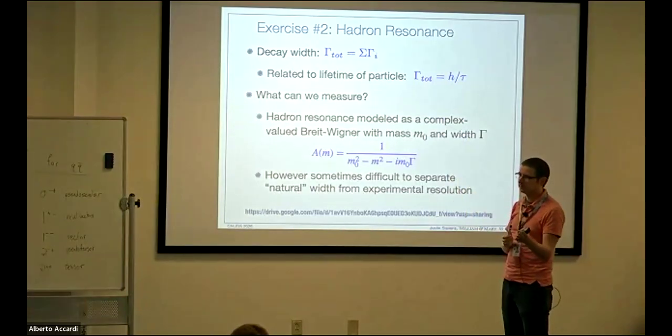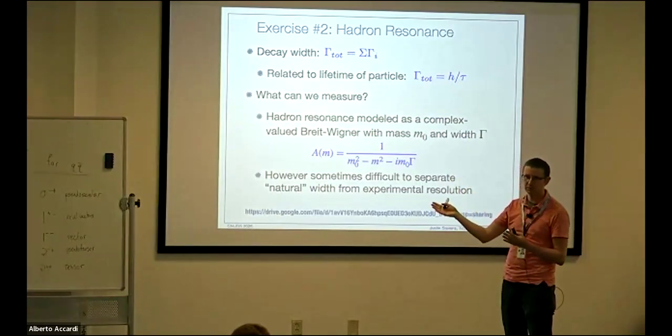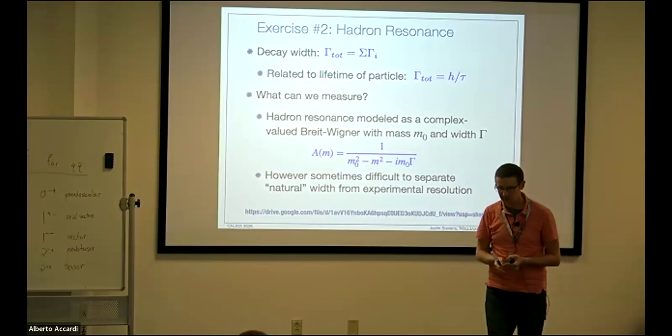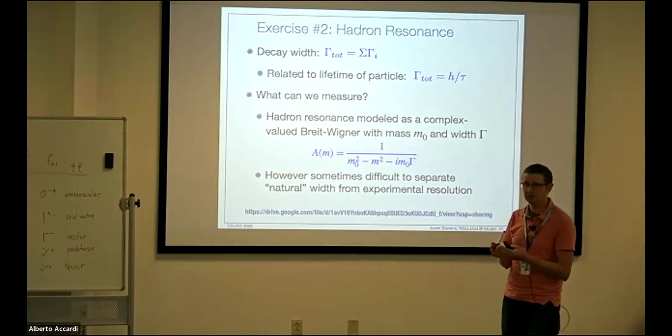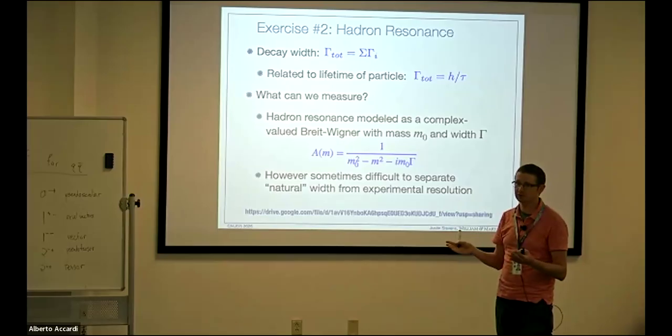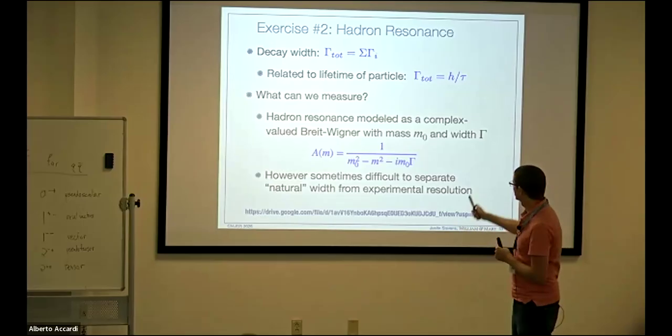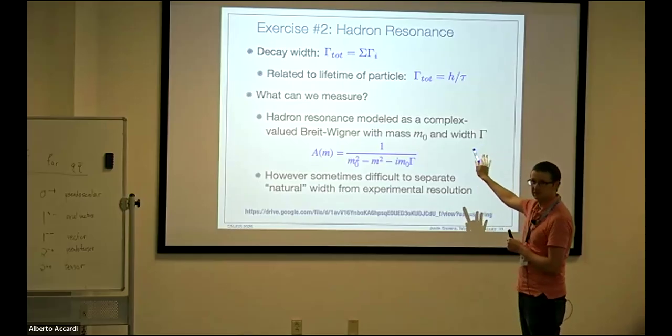So whether you're looking at electron positron or mu plus mu minus for the J-psi decay, that natural width will be the same. The detector may have very different resolutions for how you measure it. So you may measure electrons better than muons, and you have different widths that you measure experimentally. But that natural lambda total is the same for both.